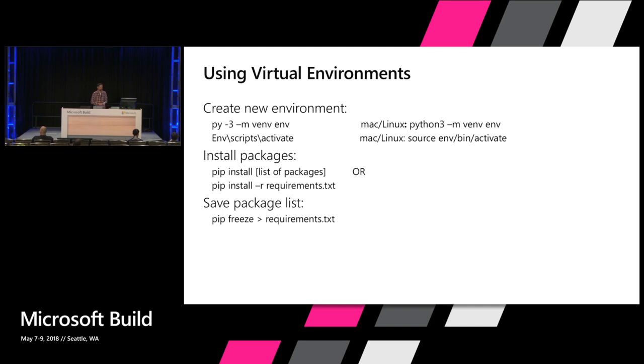And at any point, if you want to save a package list, you can just run pip freeze and then pipe that out to the requirements.txt file. And then finally, always remember to deactivate. If you ever need to get out of that virtual environment, you just run the deactivate command.